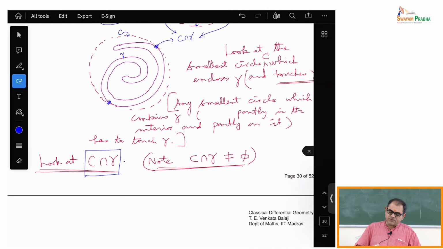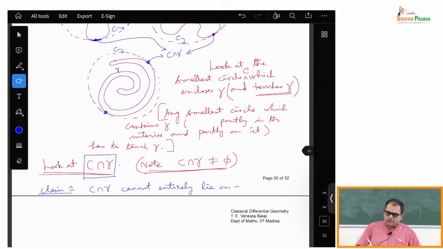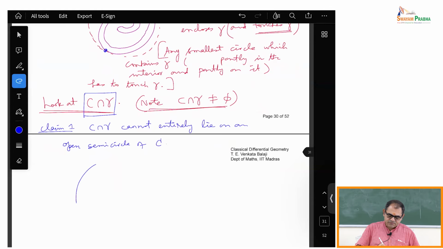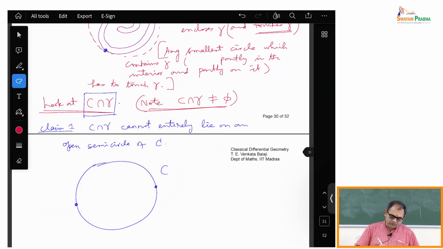So claim 1, these are geometric claims. Claim 1: C intersection gamma cannot entirely lie on an open semicircle of C. So basically the picture is that you have this C, and if you take 2 antipodal points, then the open semicircle will be from here to here, and you have to remove those 2 points.